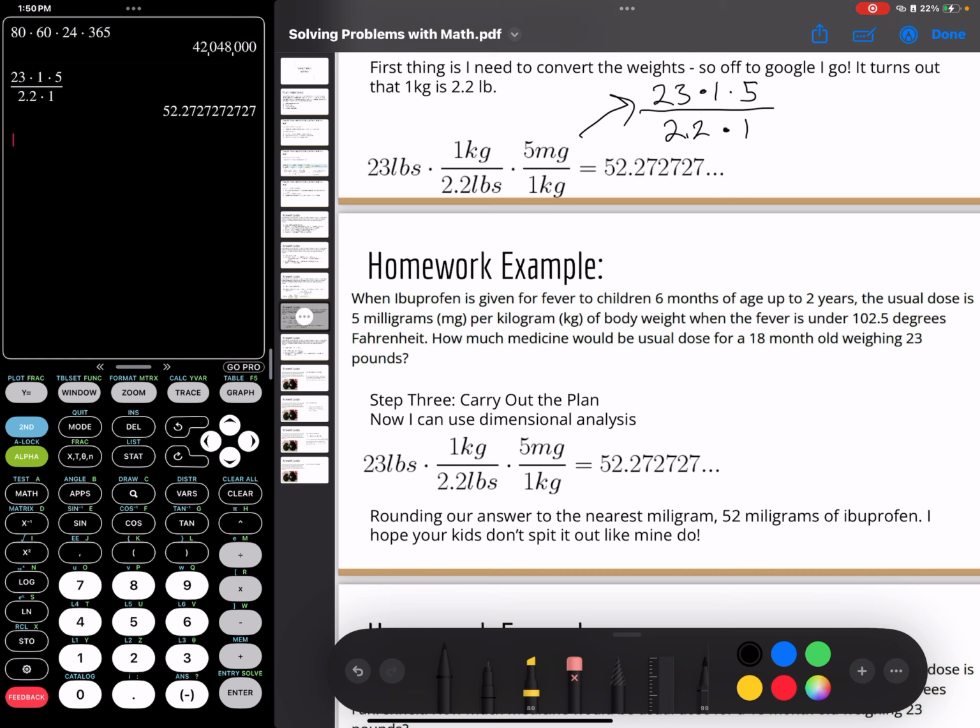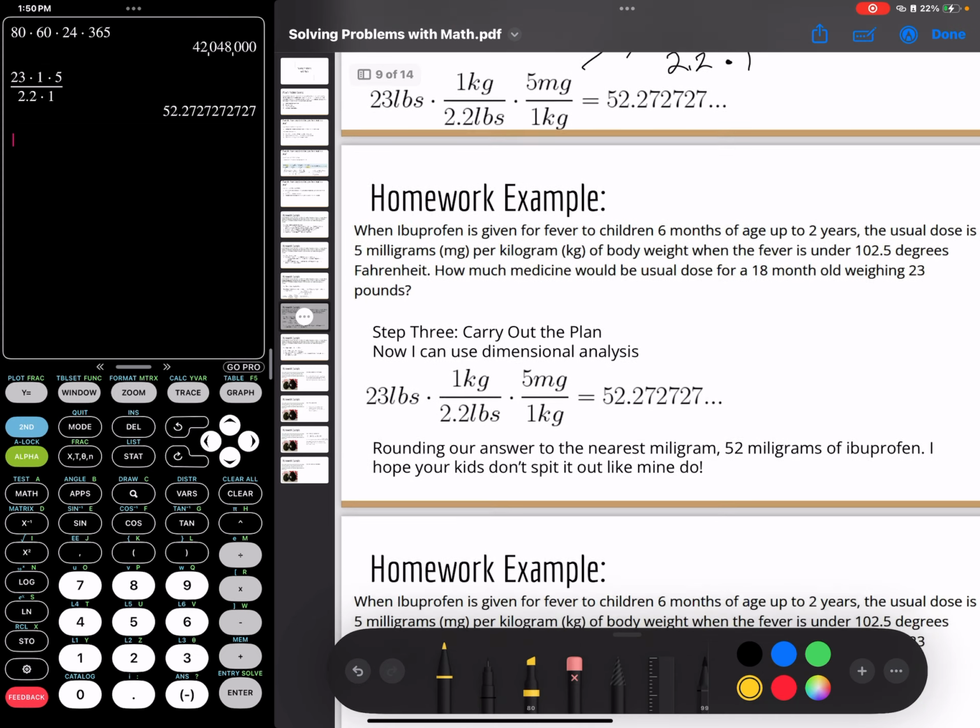Okay. I really hope that if you ever have to solve this problem, that your kids do not spit it out. My kids spit out medicine, every kind of medicine when they're babies. When they're old enough for me to explain, they'll actually take medicine about 40% of the time, which is good. But when they were little, they would just spit it out immediately. So I'd be like, well, I was supposed to give you 52 milligrams. I think you got it. We'll see.